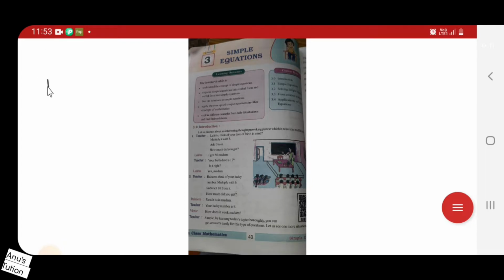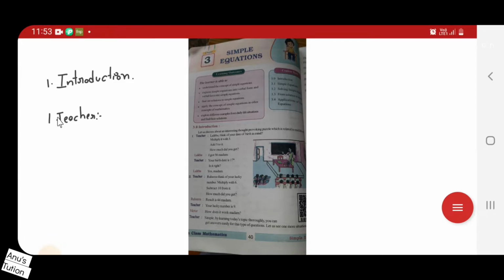I am going to start today's topic, the introduction to simple equations. If you observe here in the introduction, there is an example we will discuss. Let us discuss an interesting, thought-provoking puzzle which is related to real life situations. Okay, here is one example, that is the teacher.